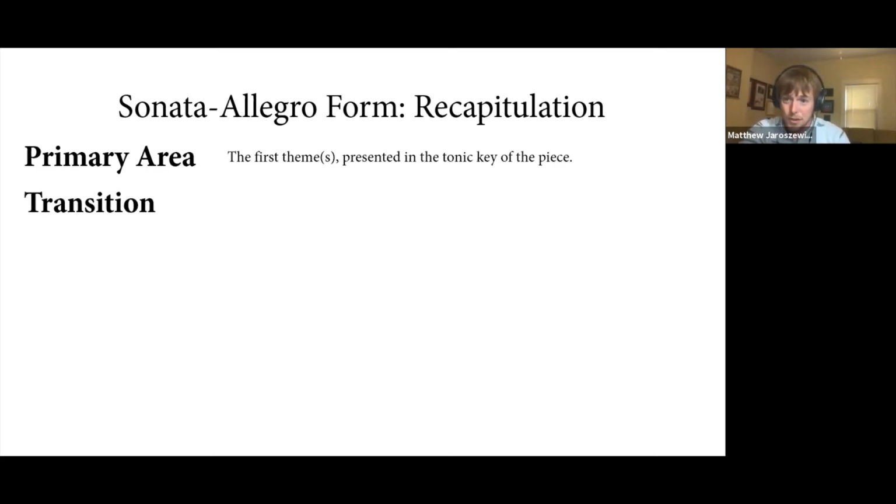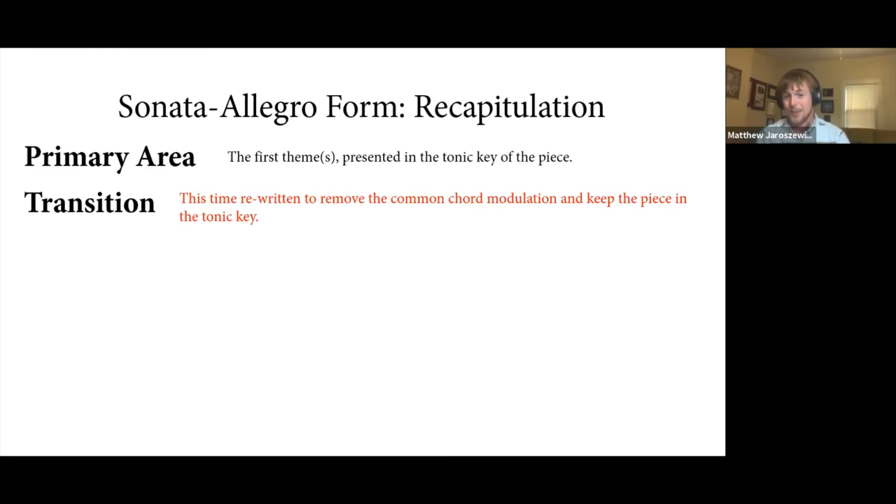Then we have the transition, once again, but the transition is going to have a slightly different function this time. It is rewritten to remove the common chord modulation and keep the piece in the tonic key. The biggest difference between the exposition and recapitulation is that the recapitulation does not modulate. It's at the end of the piece, and we have to stay with our key and keep it established.